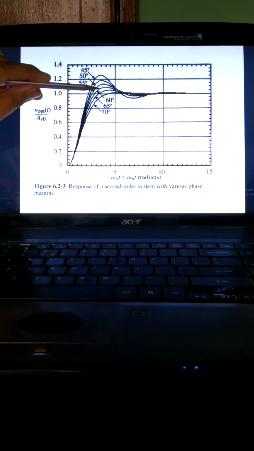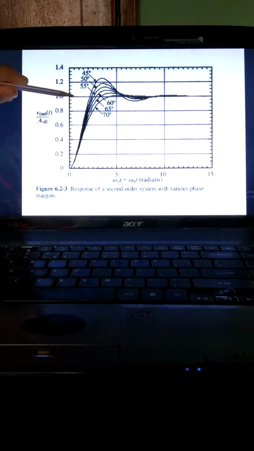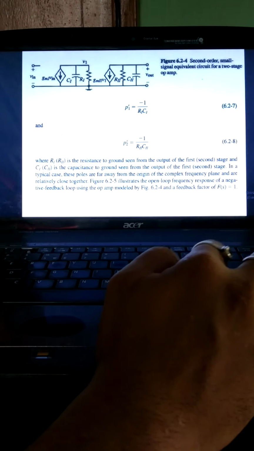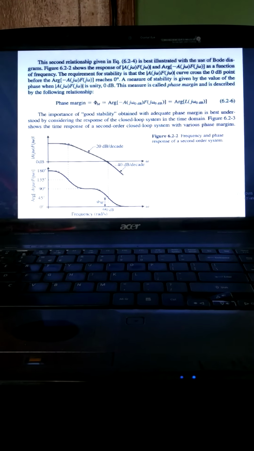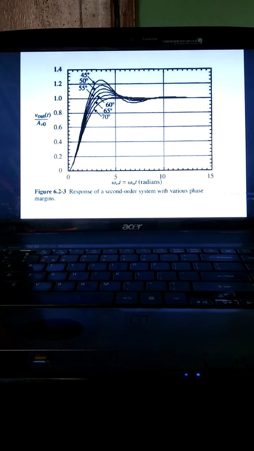If we consider that, we see that for 60 degree of phase margin, the plot is nearly equal to 1. So we consider that a phase margin of at least 60 degree is required for good stability.